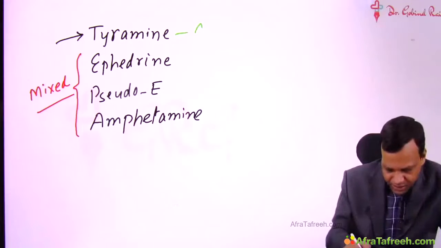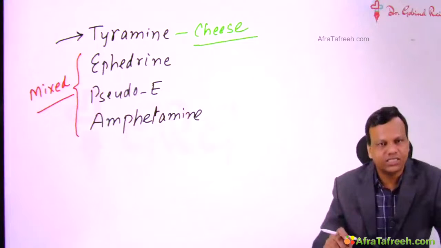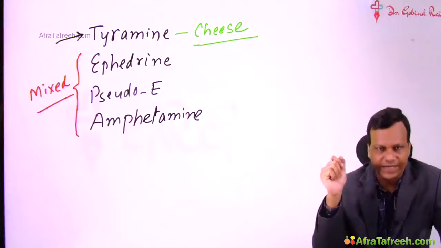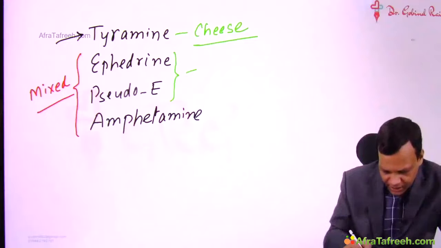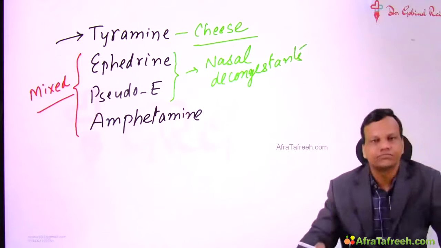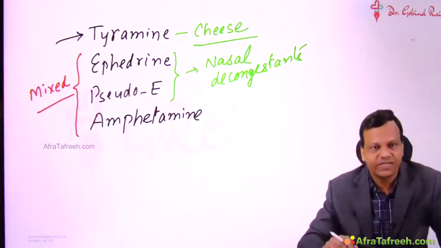Now important points regarding the individual drugs. Tyramine is present in large quantities in cheese. Cheese contains plenty of tyramine. The clinical importance we will discuss a little while later. The next 2 drugs, ephedrine and pseudoephedrine, act as nasal decongestants. So they are used in cold when nasal congestion is present.